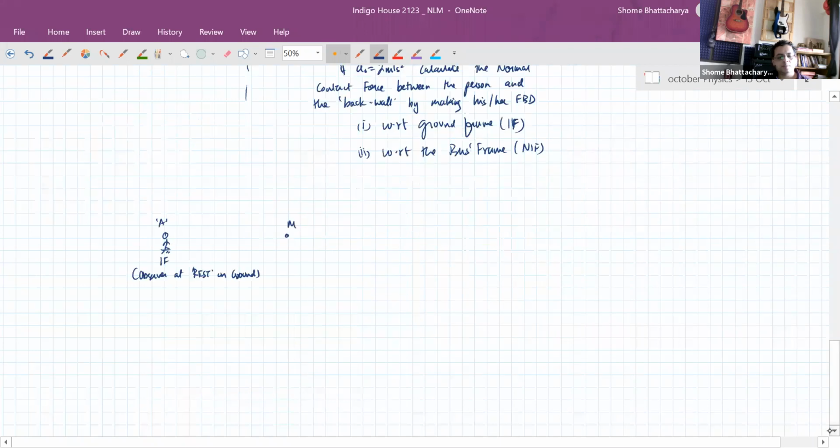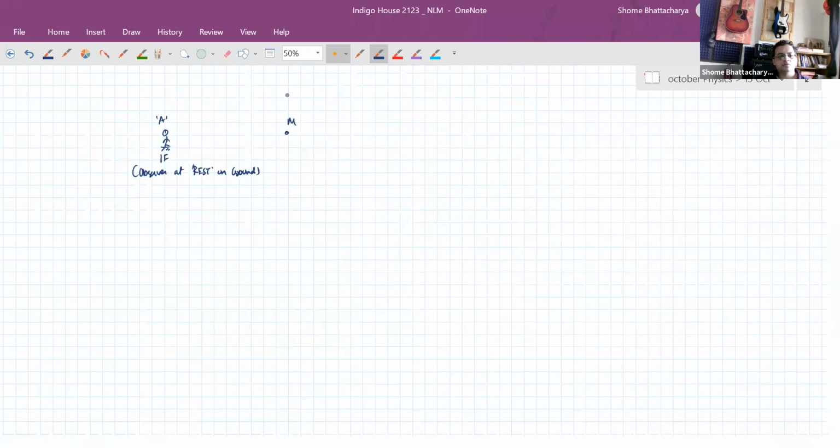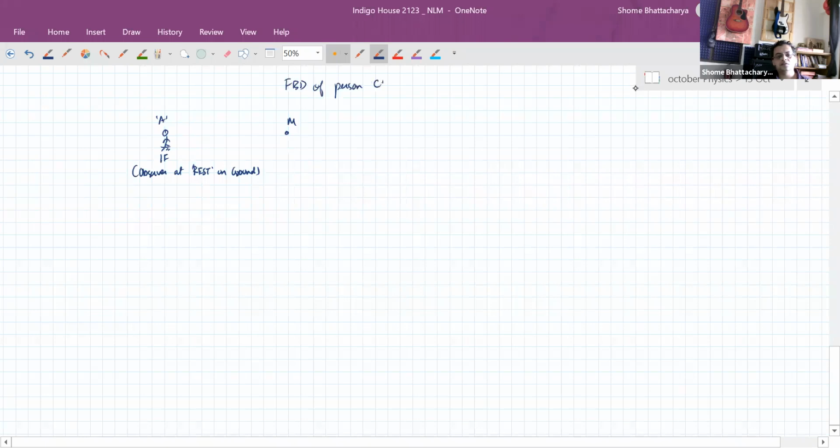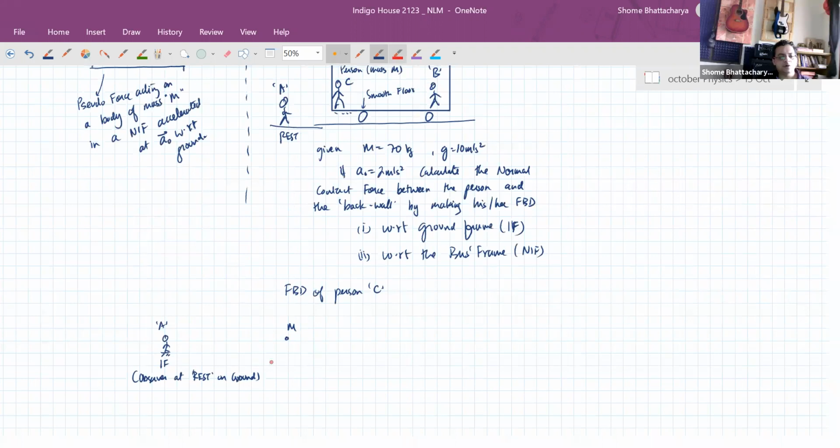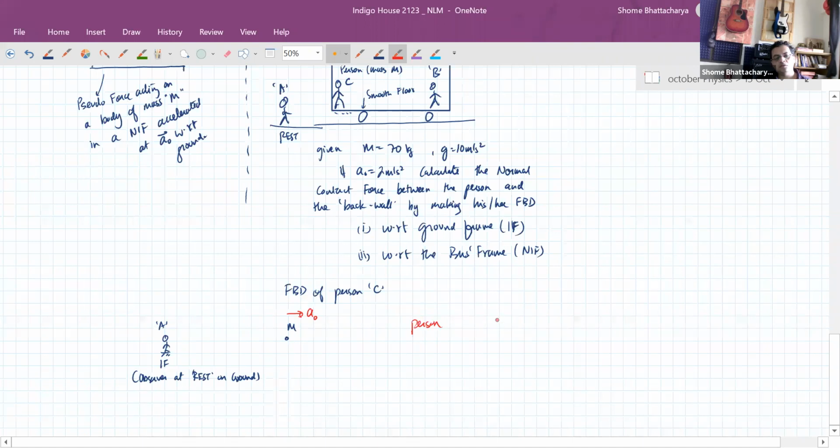So when we are looking at the free body diagram of person C, that's okay. So that is this person. So in his frame, what all he will see? So first of all, he will see that person moving with an acceleration. The person A on the ground observes C to accelerate with respect to his or her frame, which is of course the inertial frame.